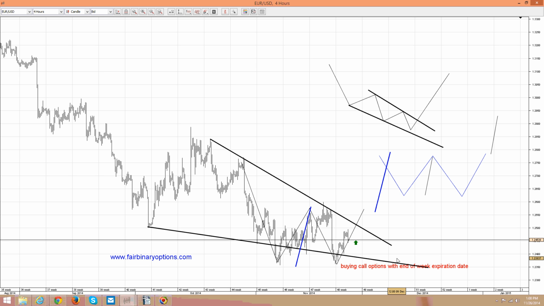Call options for euro US dollar on a move now, I would say, well above 125.